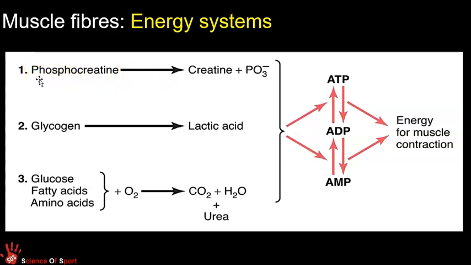They do not use oxygen. So type 2X just works anaerobically. Type 1, slow oxidative, works aerobically, needs oxygen. And that connects to the fuel that they use to make energy.